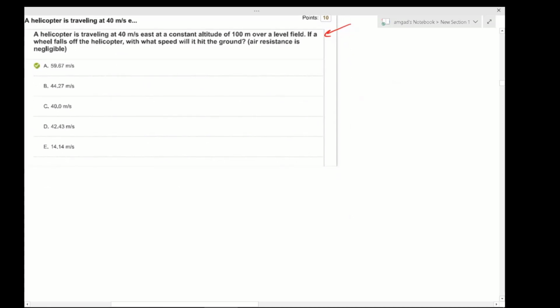A helicopter is traveling at 40 meters per second east. So there is a helicopter. It's moving to the east at 40 meters per second. It's a good helicopter here, and this is a driver. He's a pilot, actually, not a driver. At a constant altitude, 100 meters. So it's altitude 100 meters. This is H.